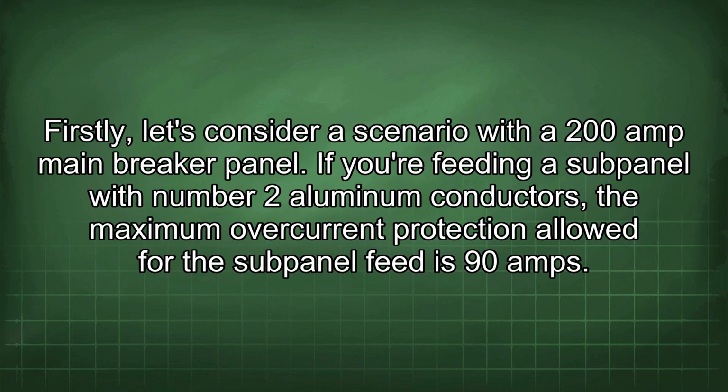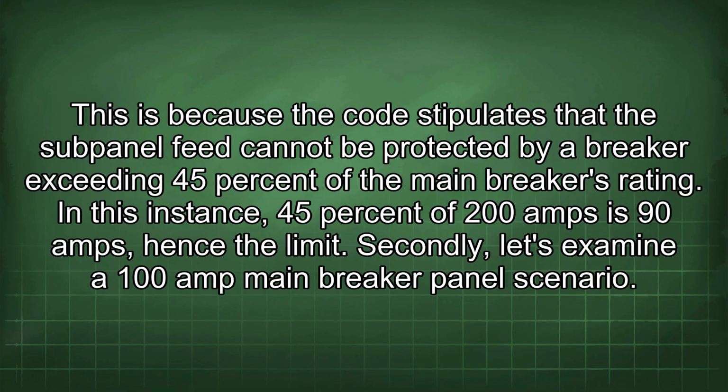Firstly, let's consider a scenario with a 200 amp main breaker panel. If you're feeding a subpanel with number 2 aluminum conductors, the maximum overcurrent protection allowed for the subpanel feed is 90 amps. This is because the code stipulates that the subpanel feed cannot be protected by a breaker exceeding 45% of the main breaker's rating. In this instance, 45% of 200 amps is 90 amps, hence the limit.